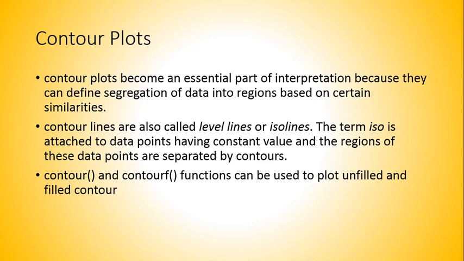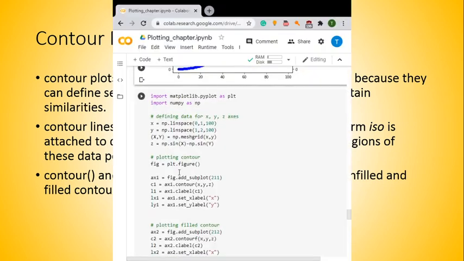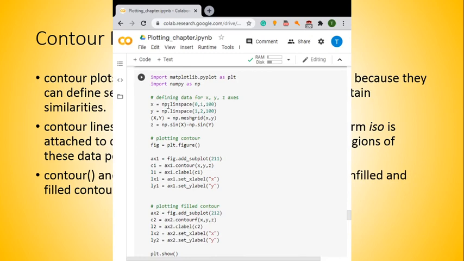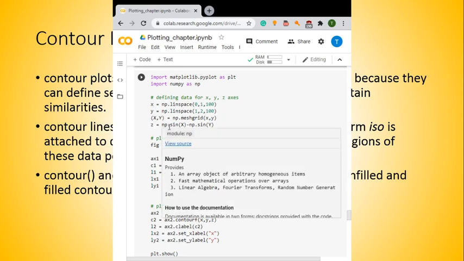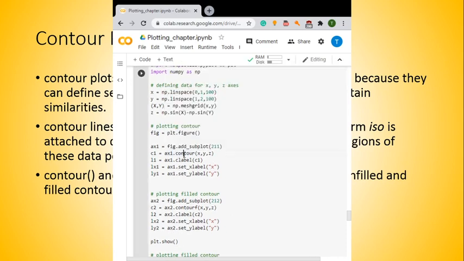A simple example has been demonstrated here. You just have to run it on the left platform. Here I've used linearly spaced x between 0 and 1 with 100 steps, and y between 1 to 2. I've used meshgrid and z to indicate the height. Then np.sin(x) and np.sin(y) give the difference between sin of x and sin of y, and I'm going to plot it. The contour function is used to plot a contour graph.